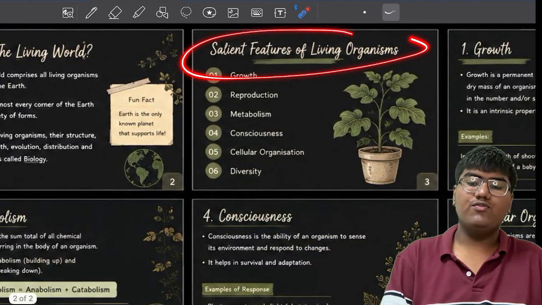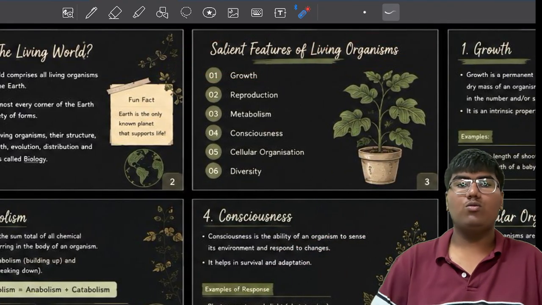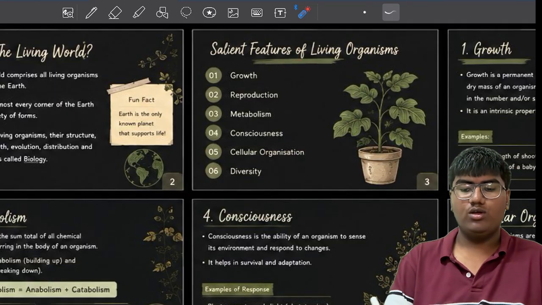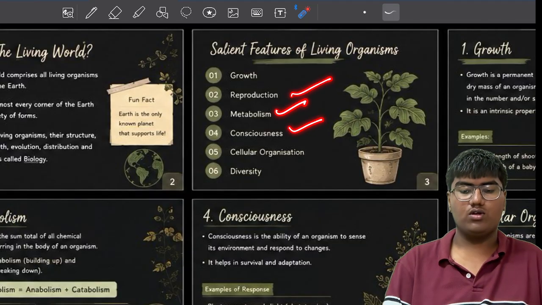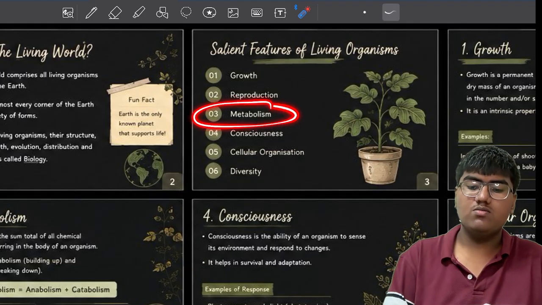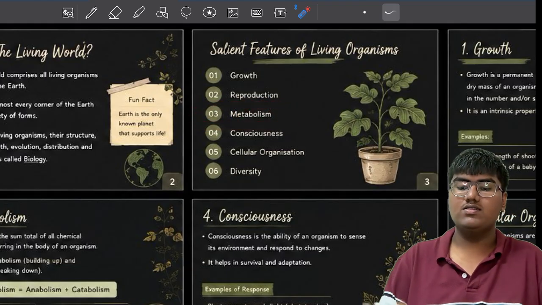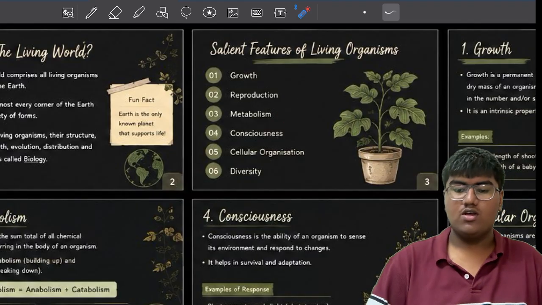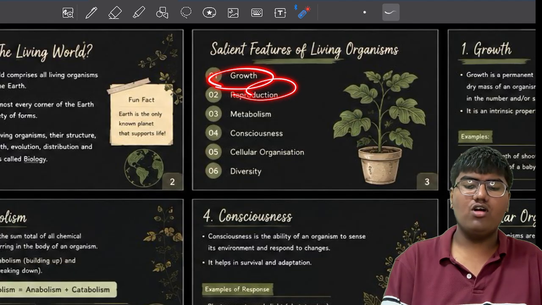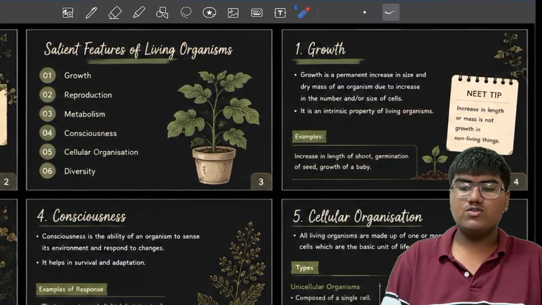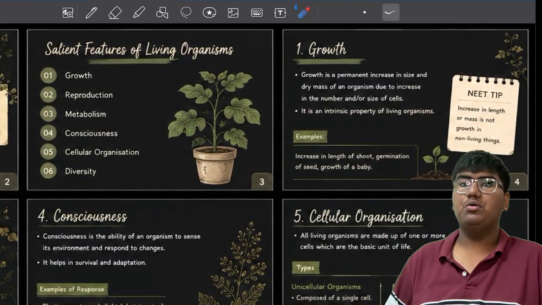So what are these features that we can see in almost all living organisms? Let's find out. First ones are growth, reproduction, metabolism, consciousness, and cellular organization. Metabolism is the only feature that is present only in living organisms; the others we can somewhat observe in non-living organisms as well. So first of all, we'll understand about growth.